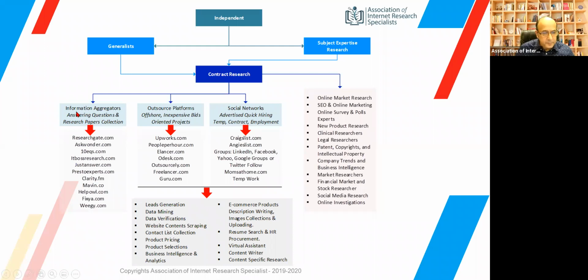On the extreme left, the third one is information aggregators, answering questions, and research paper collection. It could be others as well. So the last one would require a little bit of expertise, where your research skills can be tested in the true sense, where you have to make a selection of the type of information by reading through the content or the text itself. So it is a higher level of decision making involved in this box.